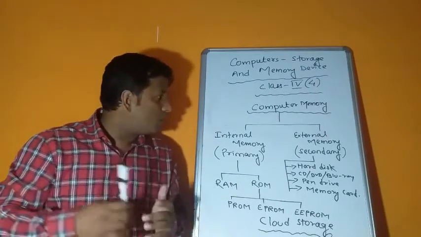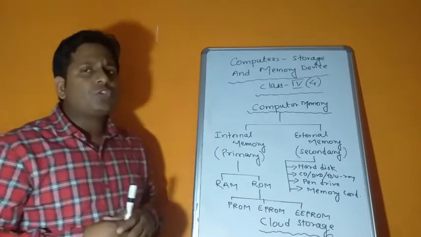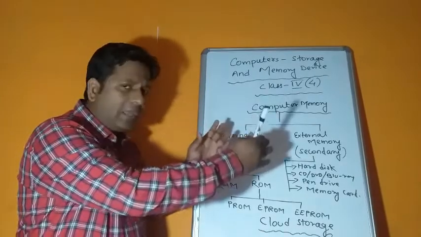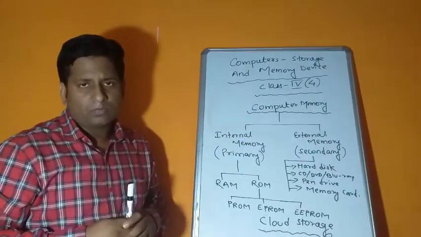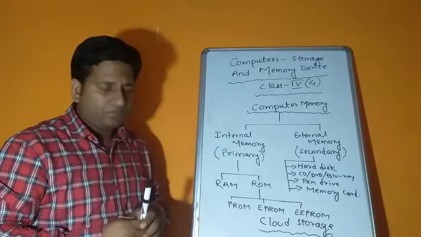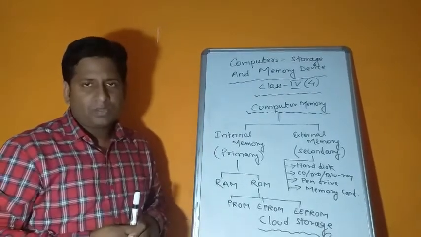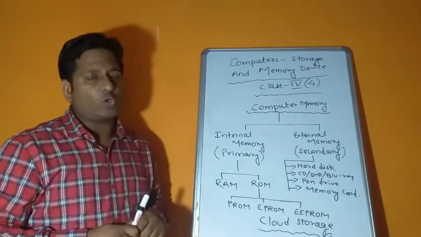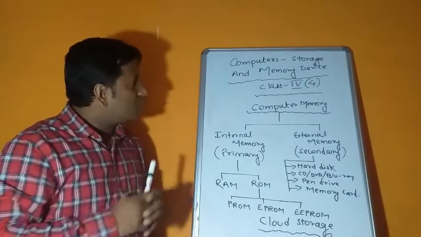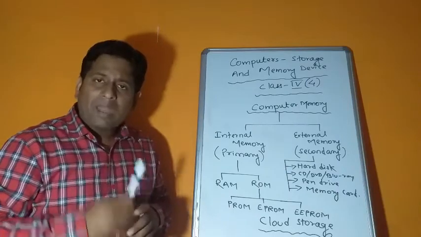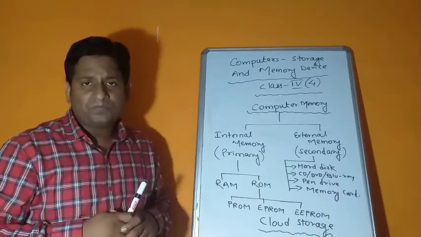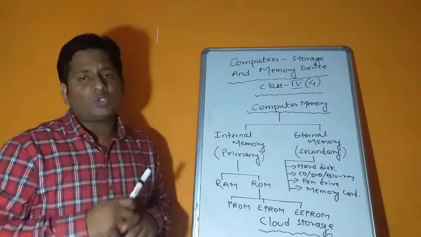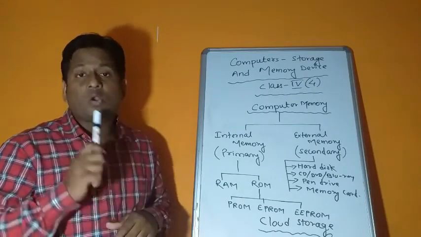So children, today what we have learned is about computer memory, isn't it? I have told you internal memory and external memory, what their uses and categorizations are, and one latest development of the internet, that is cloud storage. So this is all about our chapter 1, and based on this chapter the exercise will be given to you as homework, and your work is to write all that in your copy.